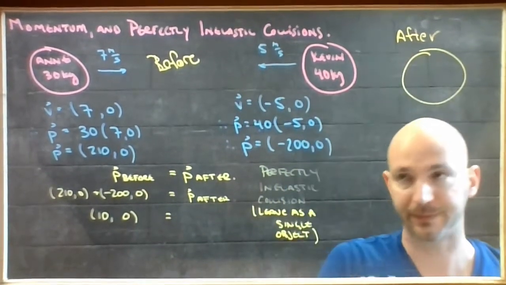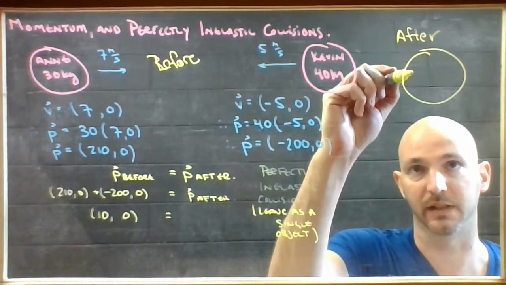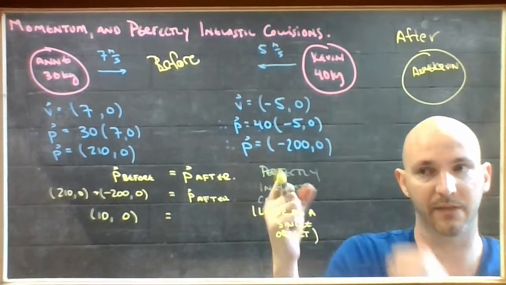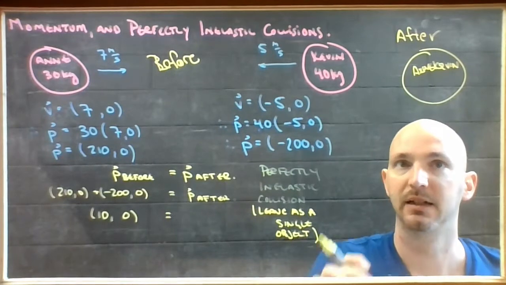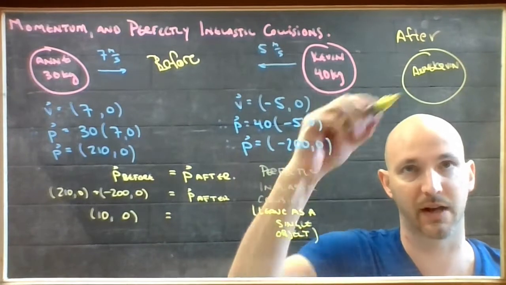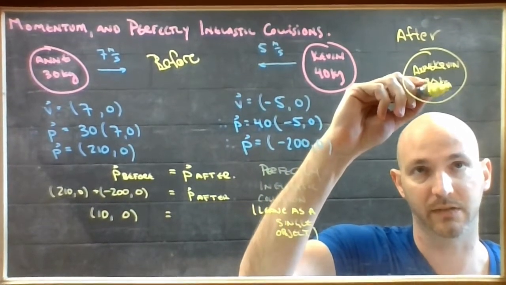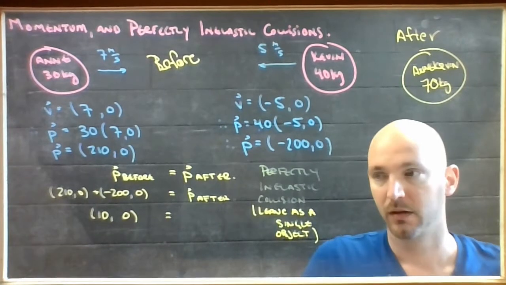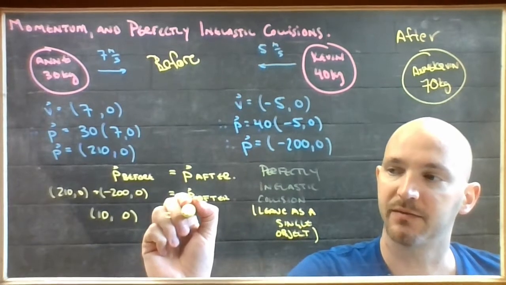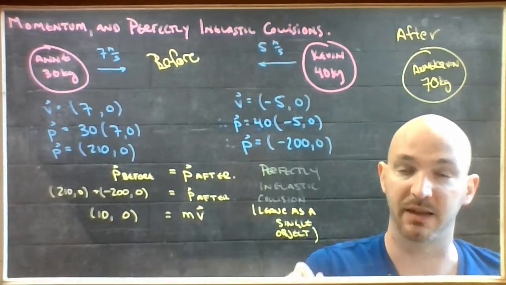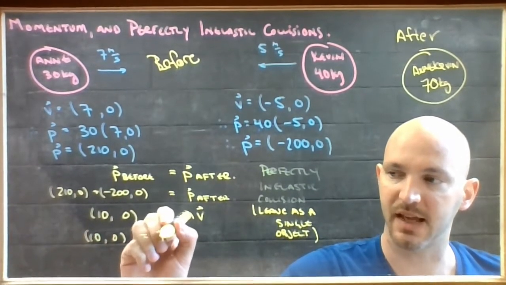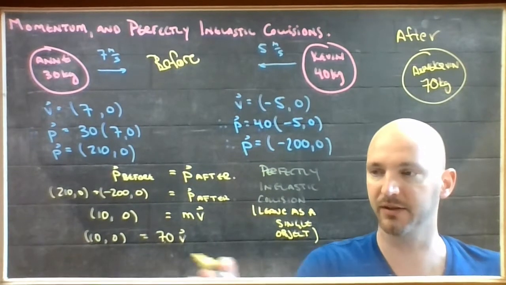The after picture is a giant ball with all these letters in it, right? Like Anne and Kevin. So they have fused together into a single object. That means that this massive object has a mass of 30 kilograms plus 40 kilograms. It's a total of 70 kilograms. So if I try and do the momentum afterwards, that means I have the mass after multiplied by the velocity vector after. So 10, 0 is 70 multiplied by the velocity vector.